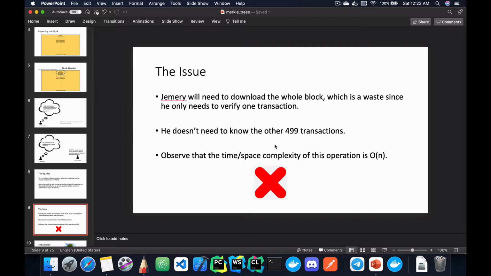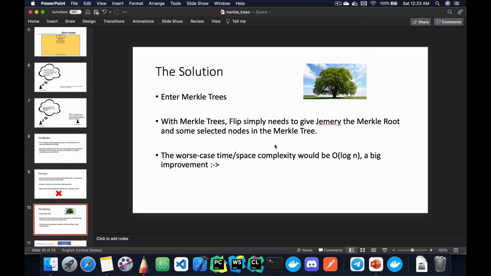Also, the time and space complexity of this is linear, O(n). Okay? So there's actually a method to overcome this limitation, and this is with a data structure called Merkle Trees. Merkle Trees are a simple but powerful data structure capable of improving the time and space complexity to logarithmic, O(log n), which is a huge improvement. And you will see how later.